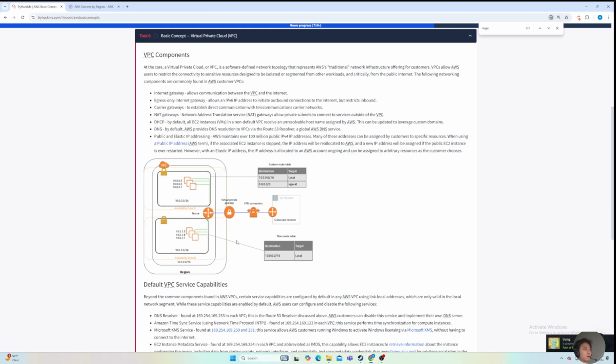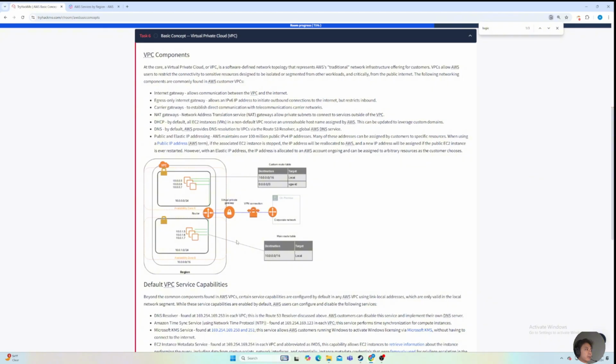DHCP. By default, all EC2 instances in a non-default VPC receive an unresolvable hostname assigned by AWS. This can be updated to leverage custom domains. DNS. By default, AWS provides DNS resolution to VPCs via the Route 53 Resolver, a global AWS DNS service.